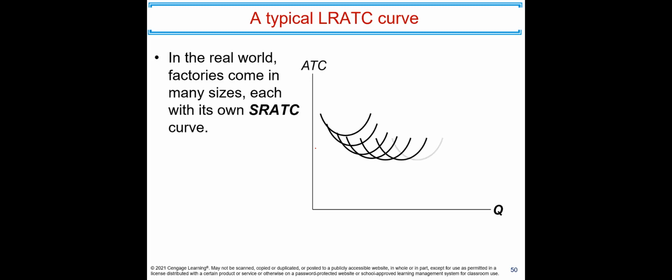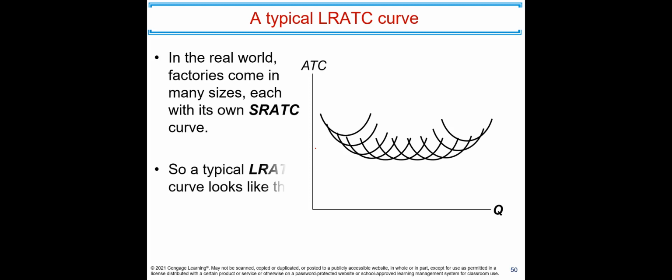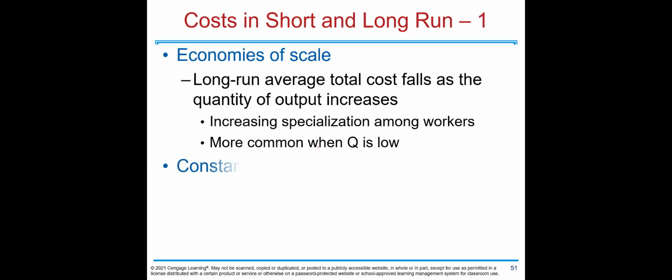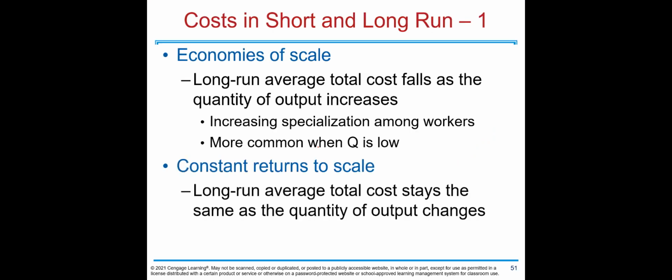So in the real world, factories come in many sizes, each with its own short run average total cost curve. Therefore, a typical long run average total cost curve looks like this. You don't have only 3 sizes, but very different sizes, and you need to choose the best size to minimize the cost given the quantity you want to produce. And therefore, long run average total cost intersects with the lowest level of all short run average total cost curves. We have economies of scale in the long run. So what are economies of scale? Long run average total cost falls as the quantity of output increases.